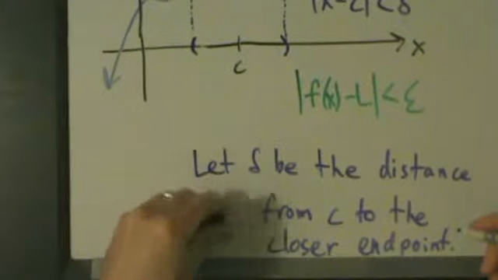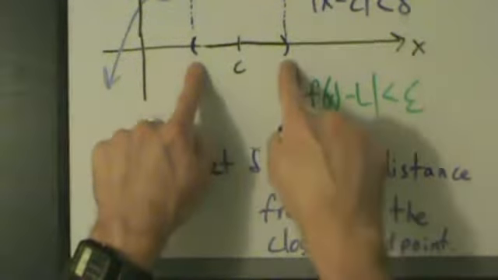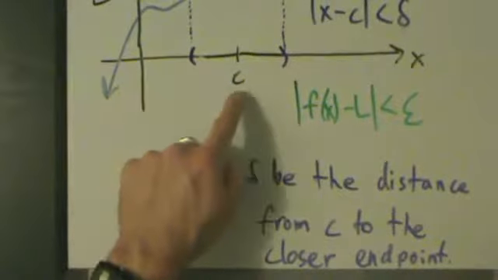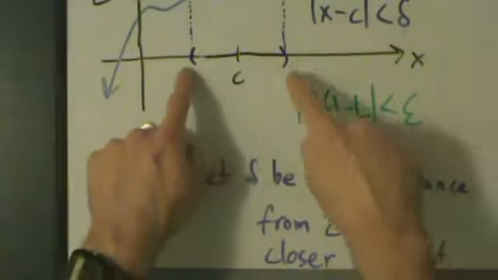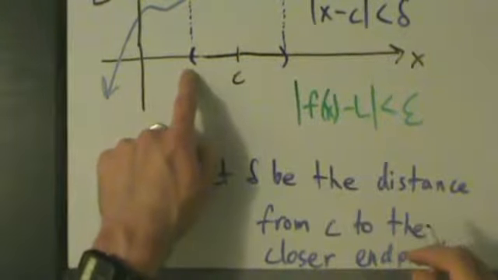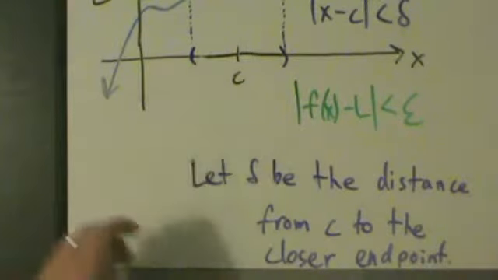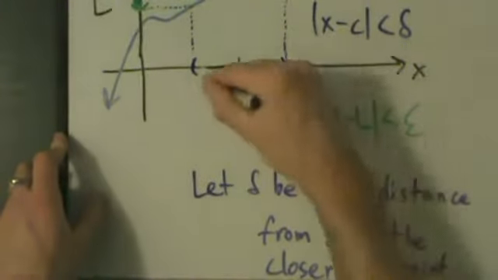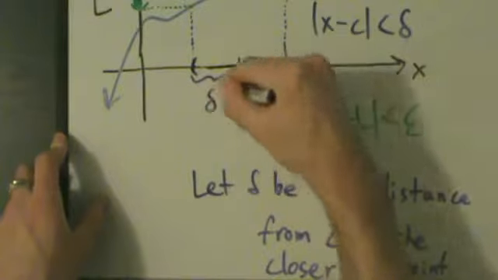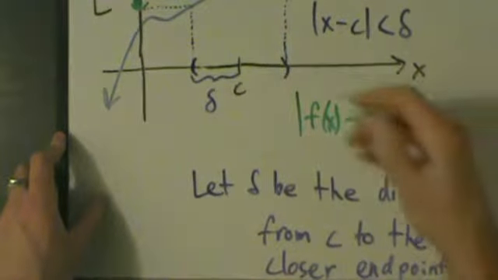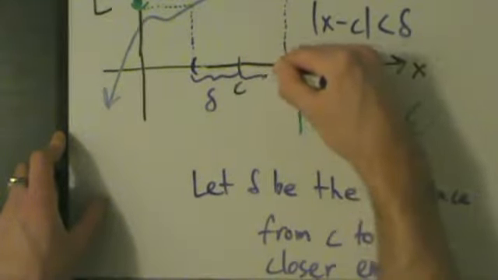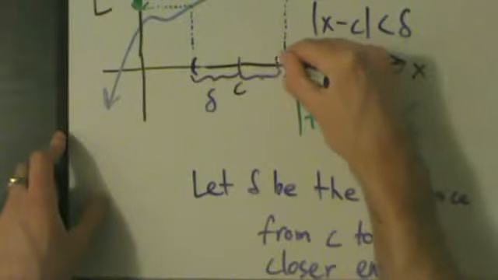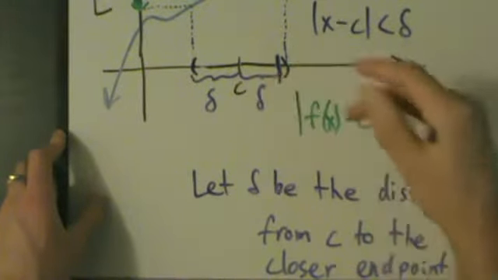Okay, so here's one endpoint, here's another endpoint. We're going to let delta be the distance from C to the closer one. They're about the same distance. Maybe the left one is a tiny bit closer. It kind of looks like that anyway. But let's just take that to be delta. So this will be delta. The left one is a tiny bit closer than the right one, so this will be delta over here, also a distance of delta.